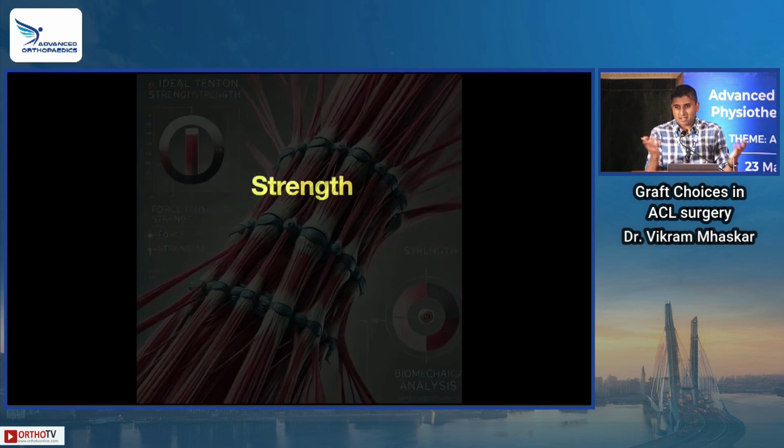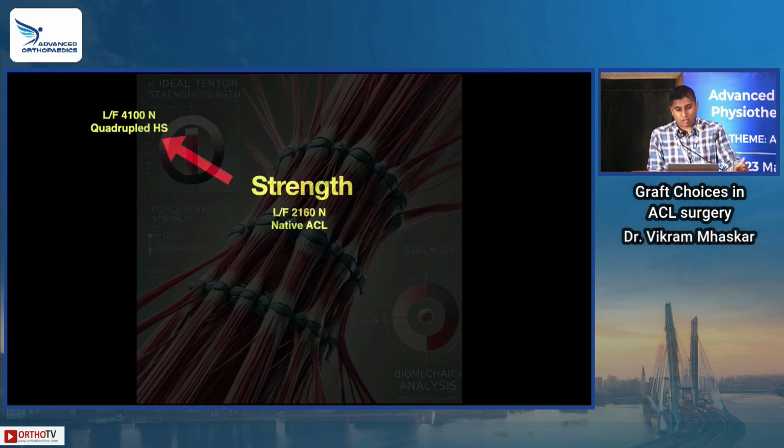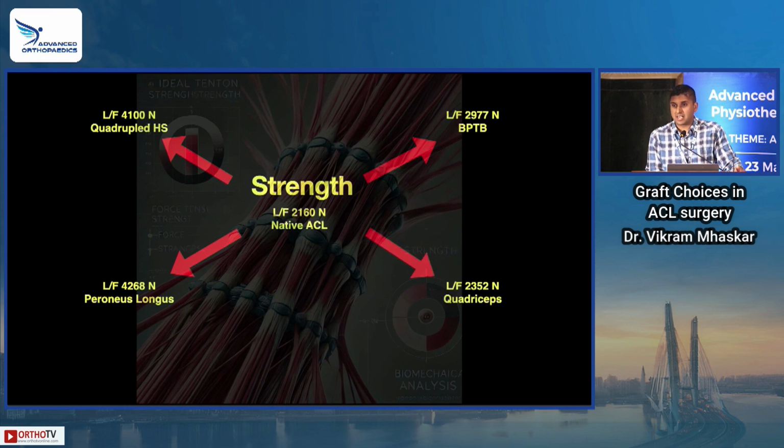So what is the ideal strength of these grafts? The normal load to failure, this is our bottom line. Load to failure is the amount of force that I put for it to break. So your normal ACL is 2,160 newtons. The quadrupled hamstring is 4,100 newtons. So it's much stronger. The BPTB is 2,977 newtons. The peroneus longus is even stronger, 4,268 newtons. And the quadriceps is very close to the native ACL.